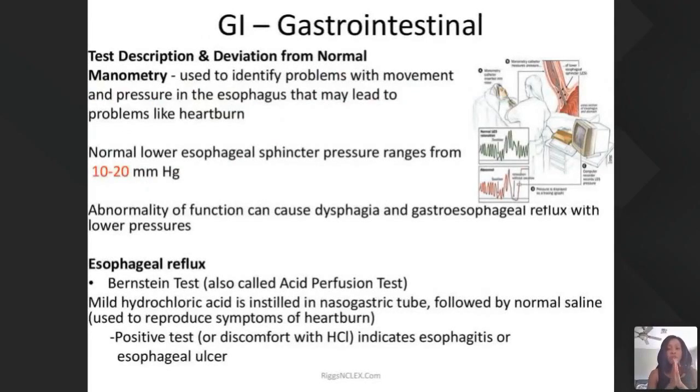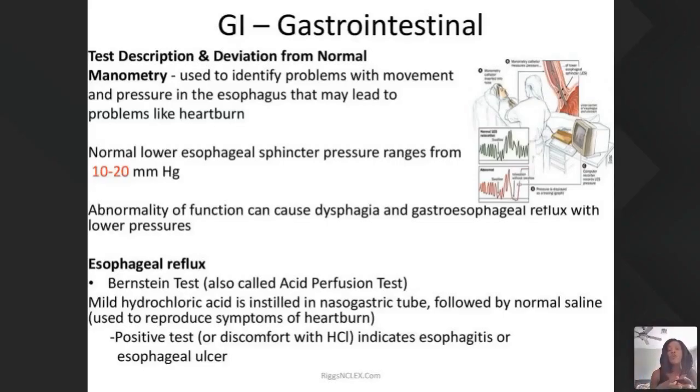GI. Let's go to some GI diagnostic tests. There's one called a manometry test or manometer. When we use those, we're assessing for movement and pressure, but with your esophagus, not so much your stomach yet. We usually do those with heartburn, like with GERD.